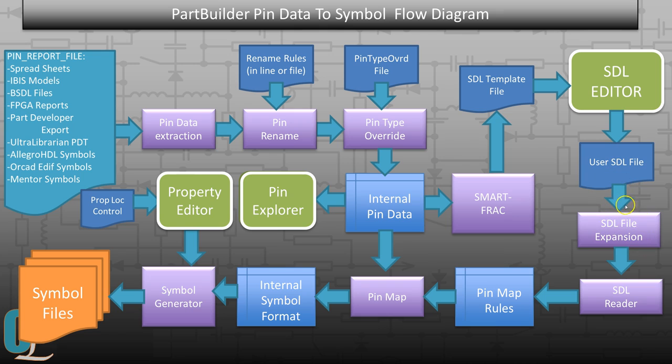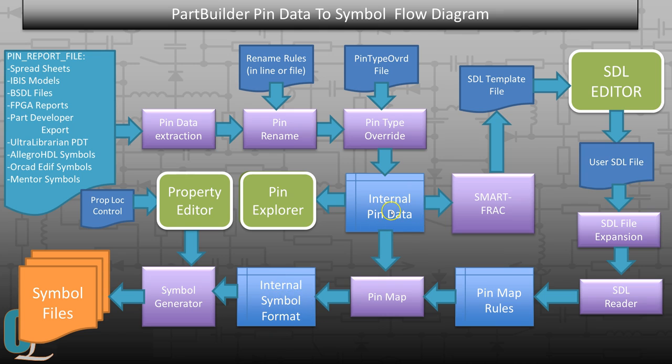What that does is, first, it expands the SDL file. If there are any loop directives in that file or any variables, it'll expand that into an intermediate file called the expanded SDL file. Then the SDL reader reads that expanded file and builds the pin map rules. So now we have a set of pin map rules and the internal pin data. Then the pin mapping function runs, goes through each pin, looks at the pin map rules, and builds an internal symbol format. So we marry the internal pin data and the pin map rules into an internal symbol format.